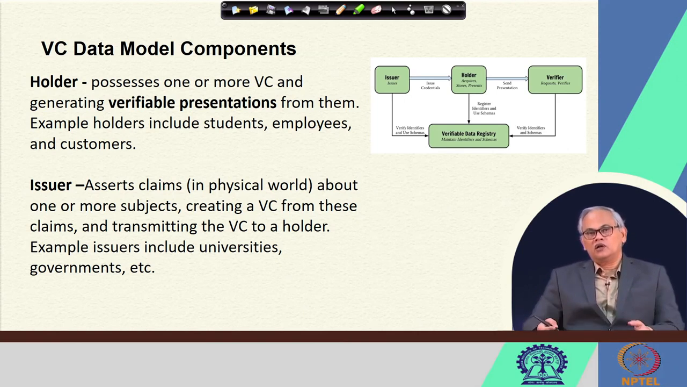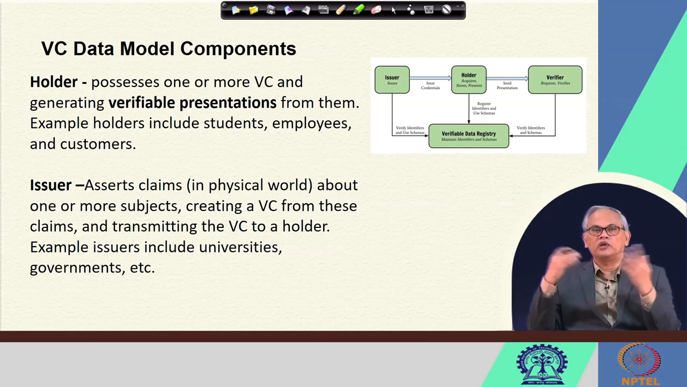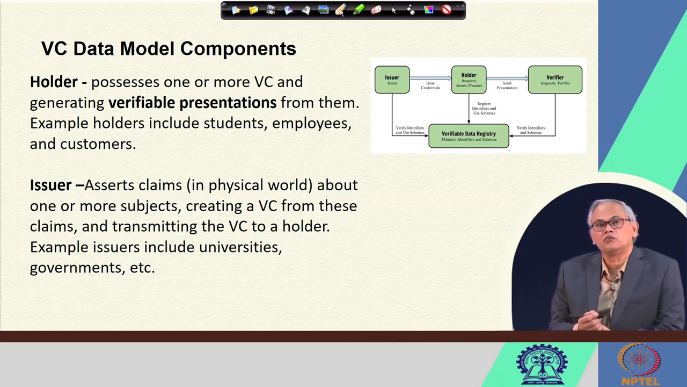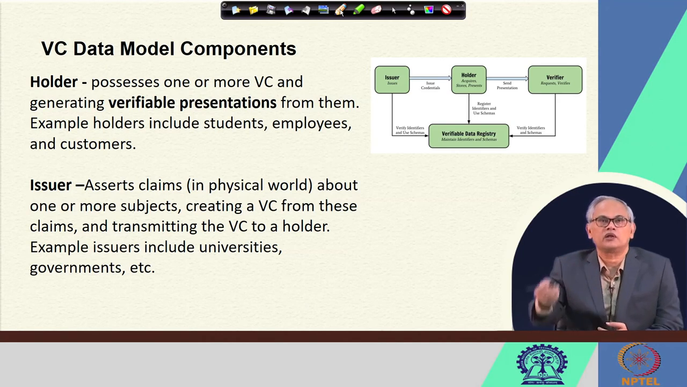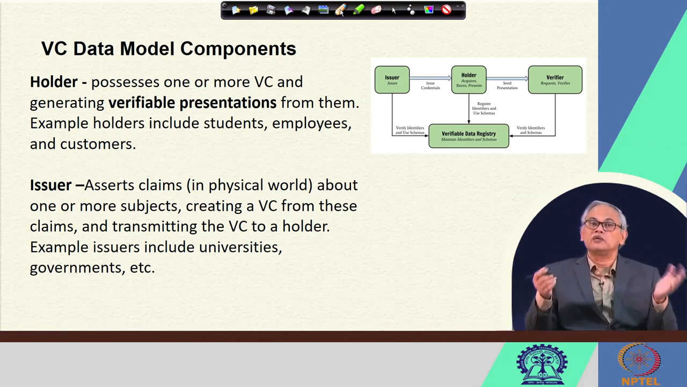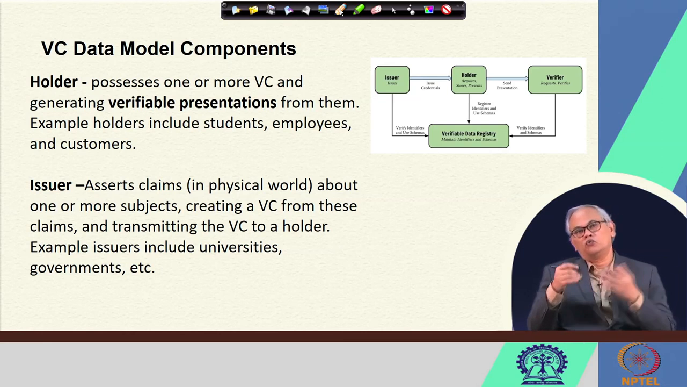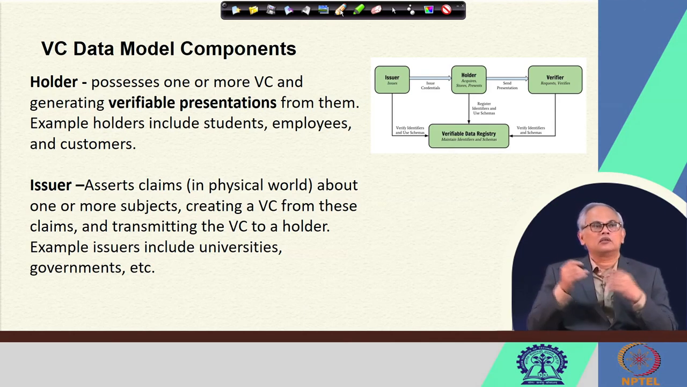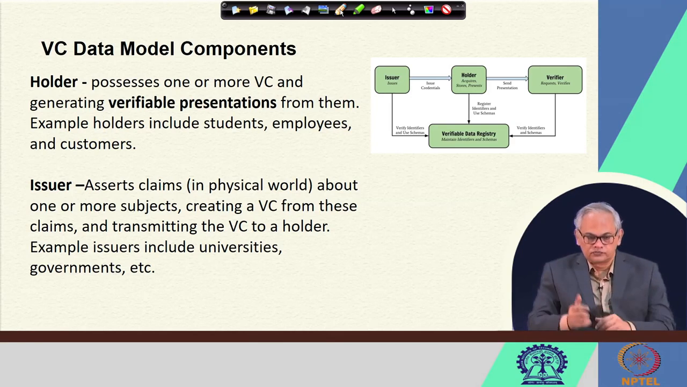If the holder is not there, then there is no point having a verifiable credential. The holder is the one who possesses one or more verifiable credentials. I could possess credentials from many different sources: one VC from my university, one from my first employer, and then from the second employer and so on. One can hold multiple VCs, and even from the same issuer I can hold one VC about the degree certificate, another about my transcript, and another about some certificate for the extracurricular activities that I did and so on.